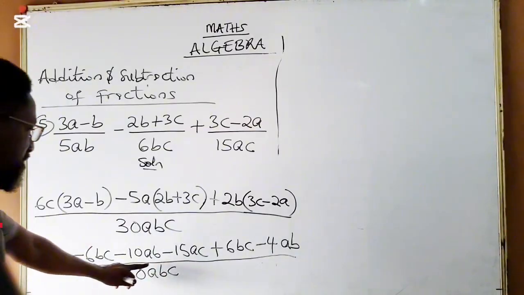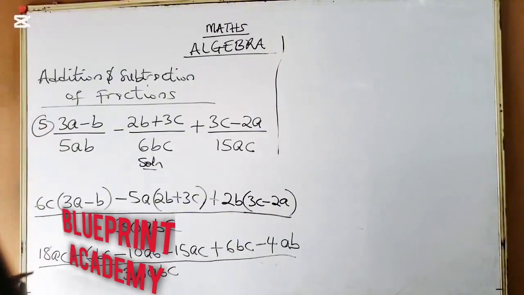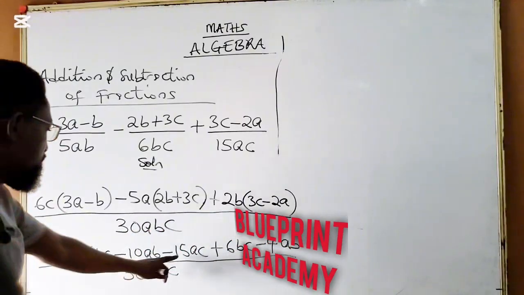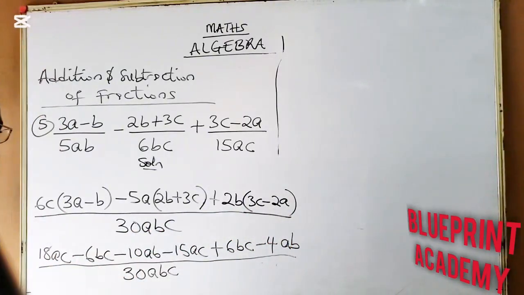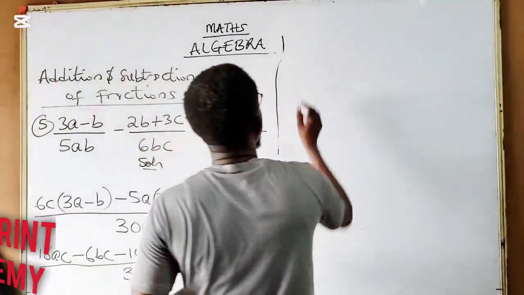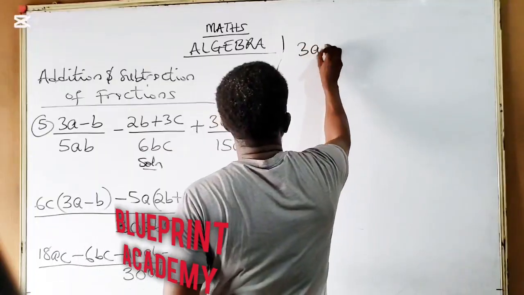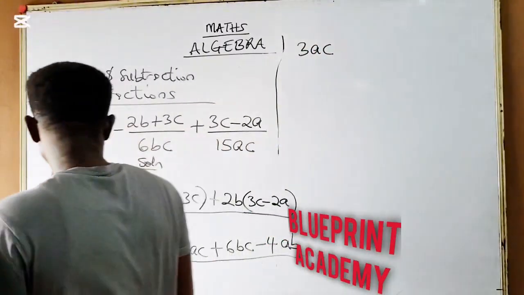Let's see if there's any other AC anywhere. There's no other AC. So we have 18AC minus 15AC. That will give us 3AC. So let's proceed now.